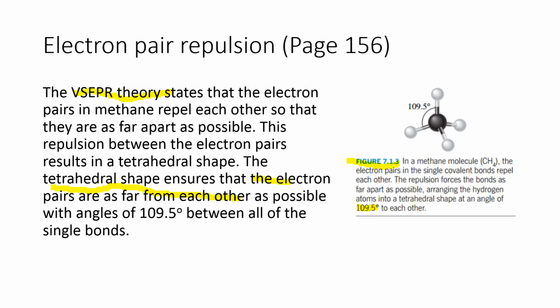Because usually you would expect it to be probably like 90 degrees, but in this case it's not the case because it wants to be as far apart as possible, and the angle that it comes out with is 109.5. And that is the reason why the methane structure that you have does have a bond angle of 109.5.